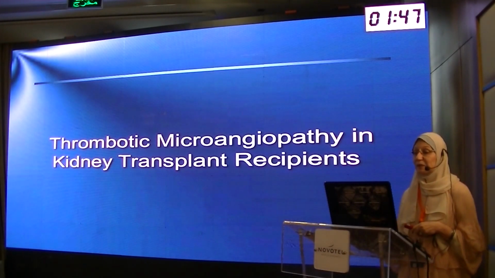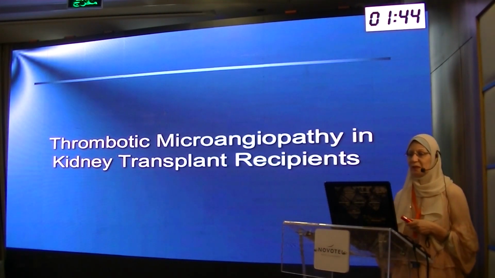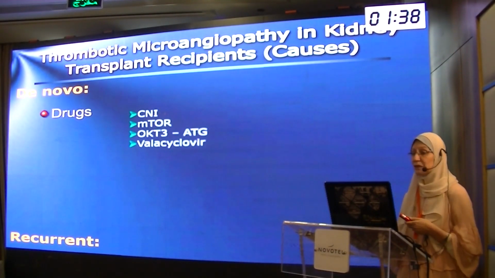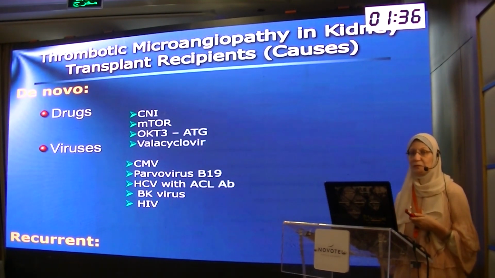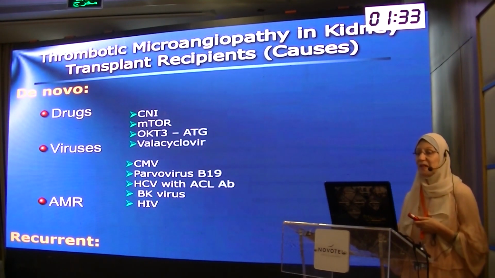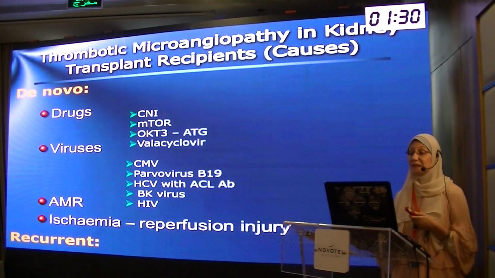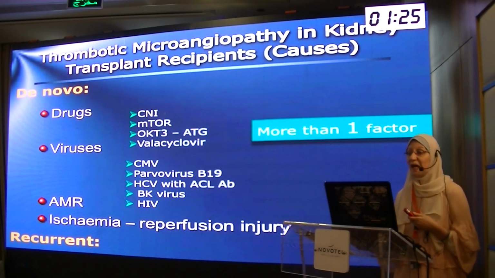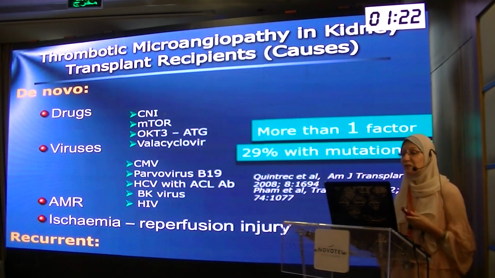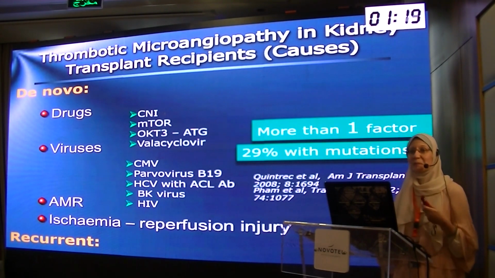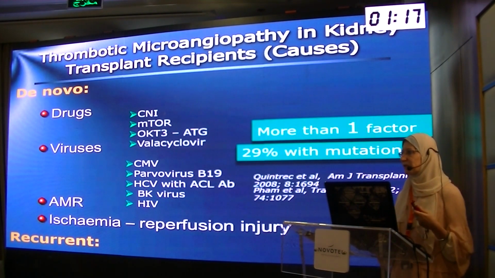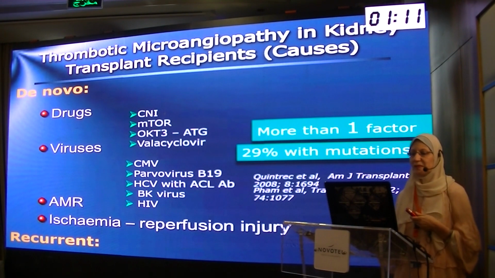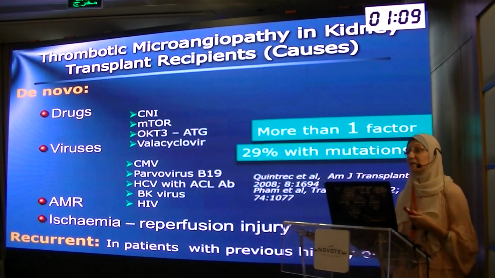What about thrombotic microangiopathy in kidney transplant patients? Well, again, you can have de novo causes due to drugs that are commonly used in kidney transplants, due to viruses, CMV, parvovirus, HCV, BK, and HIV, due to antibody-mediated rejection and ischemia reperfusion injury. What's interesting here is usually more than one factor exists, and in 29% of those patients, they already have mutations. So some patients are genetically predisposed, and when there is a trigger, the condition becomes clear. Or we can have recurrent disease in patients with a previous history of HS.